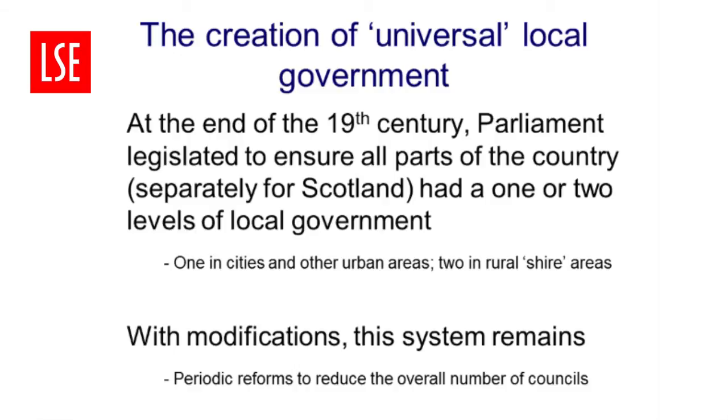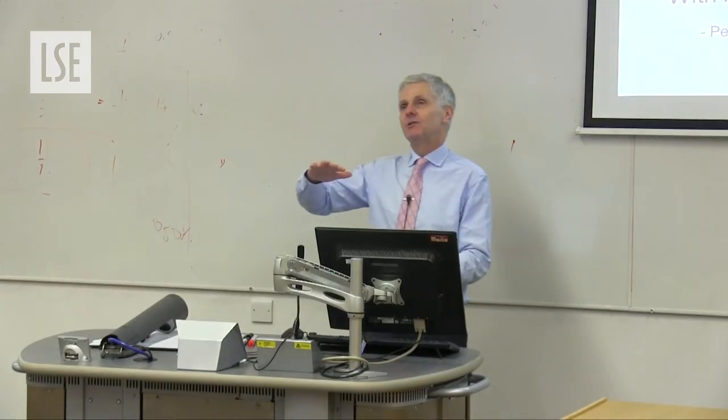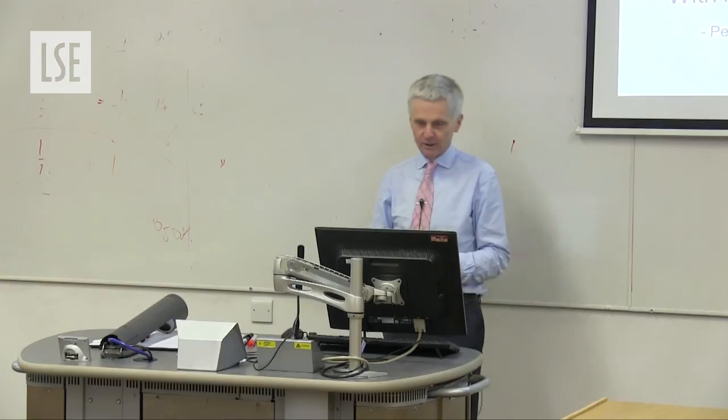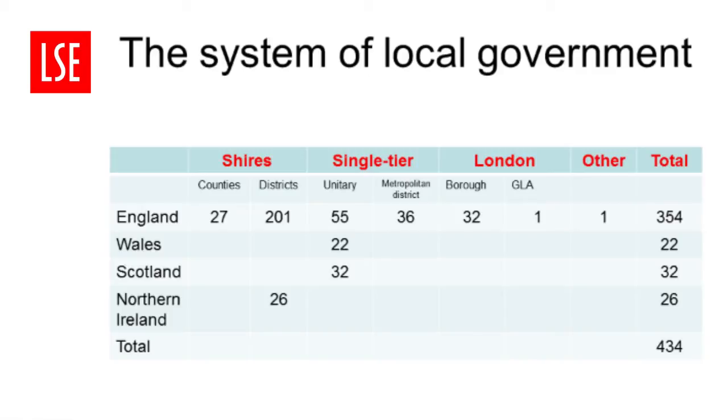At the end of the 19th century, with this rather random evolution of city government and not so much in the counties, Parliament legislated to ensure that all parts of the country, and separately in Scotland, had one or two levels of local government, generally one in cities and other urban areas and two in shire areas. So where the population was thin, you get a big county and within it smaller districts, and in cities a great big urban municipal corporation. And with modifications, this system remains today. They've been combined into bigger authorities from time to time, but this is vestigially the system we now have. Don't need to remember this, these slides will be available.